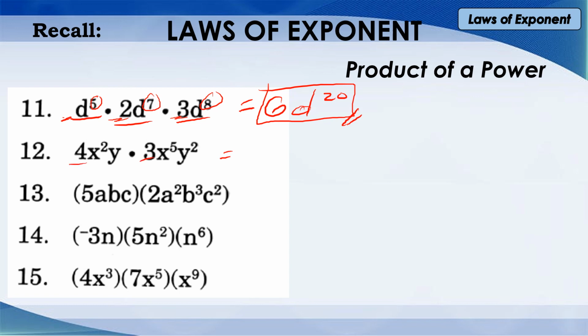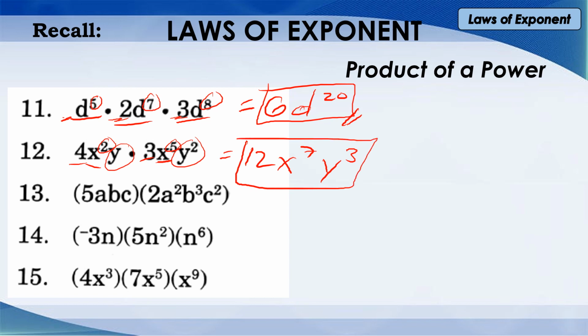4 times 3, that is 12. Then x raised to 2 times x raised to 5. 2 plus 5, that is x raised to 7. Then y raised to 1 times y raised to 2, that is y raised to 3. Next example, number 13.